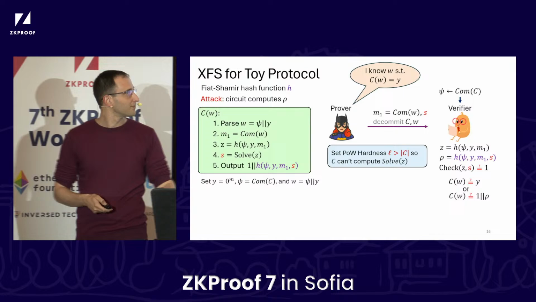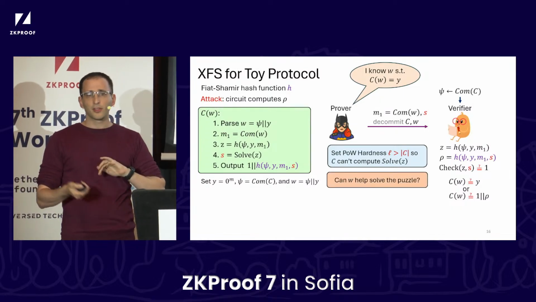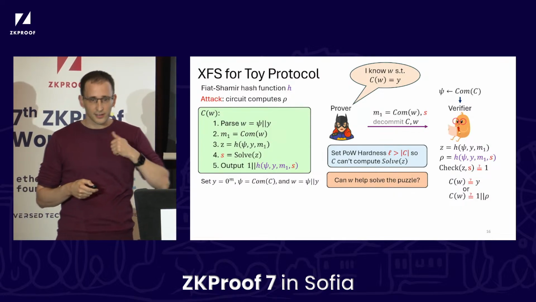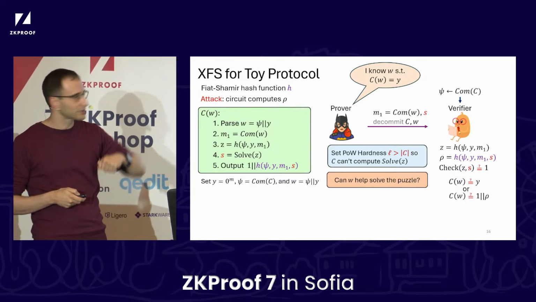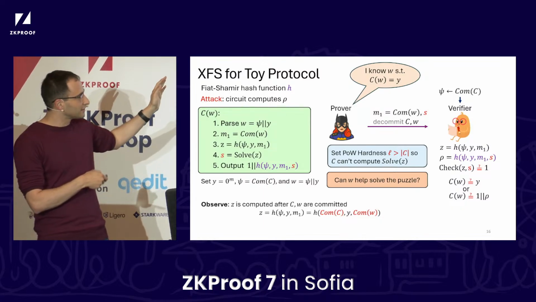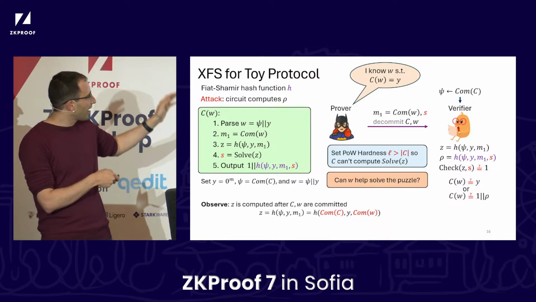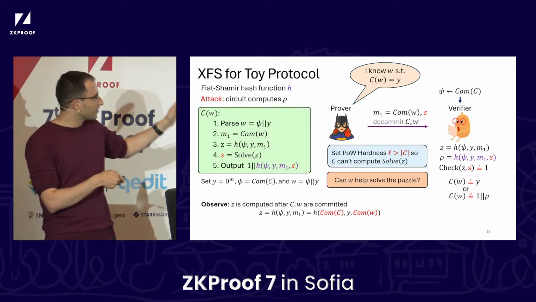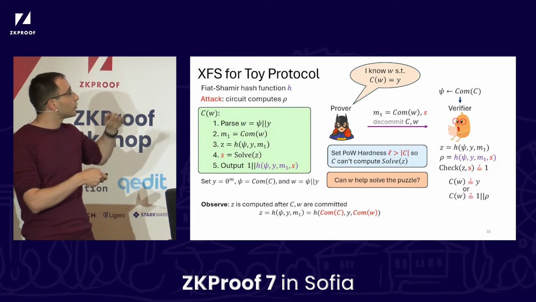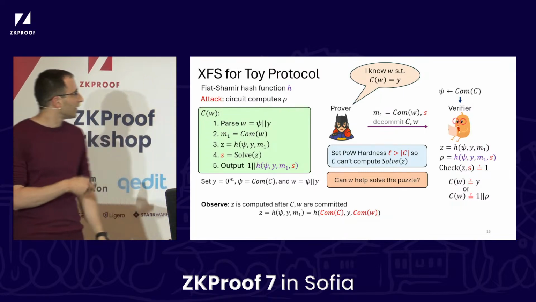You could say, wait, but maybe the witness that the circuit gets can help it solve the puzzle, like before, when we encoded things inside the witness. But you have to observe that when the puzzle Z is computed, it's computed as the hash of these things, and this is the hash of the circuit, and M1 is the commitment to the witness. So the prover first needs to commit to the circuit and the witness, and only then do we apply Fiat-Shamir and get the puzzle Z.